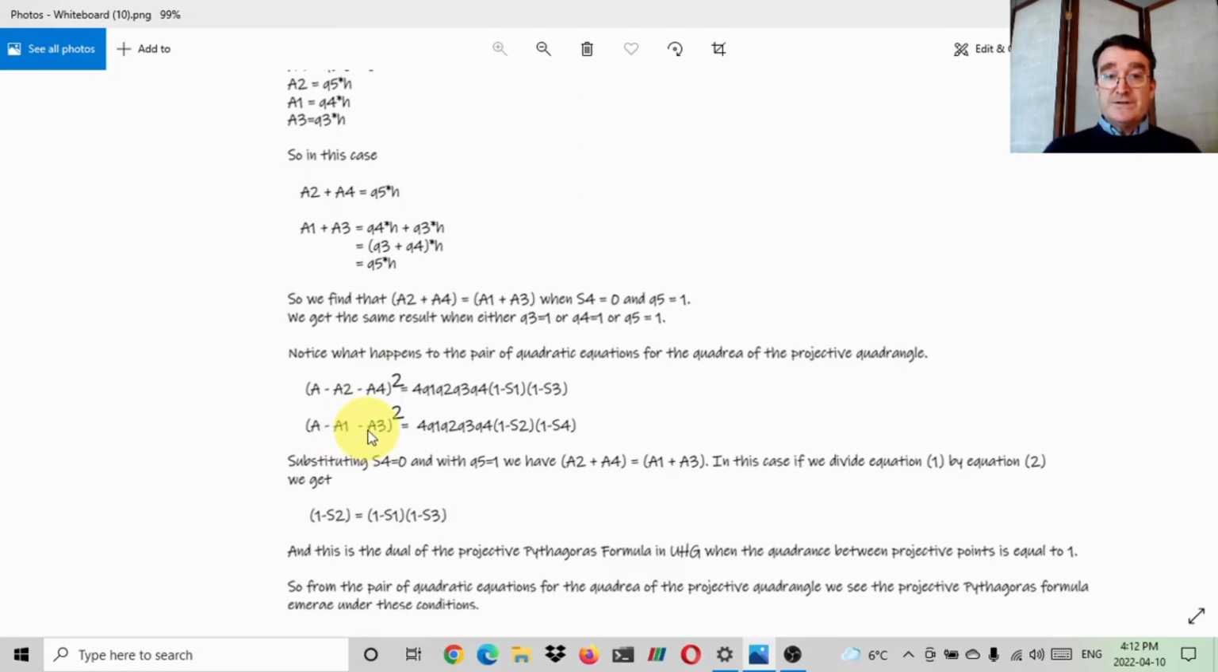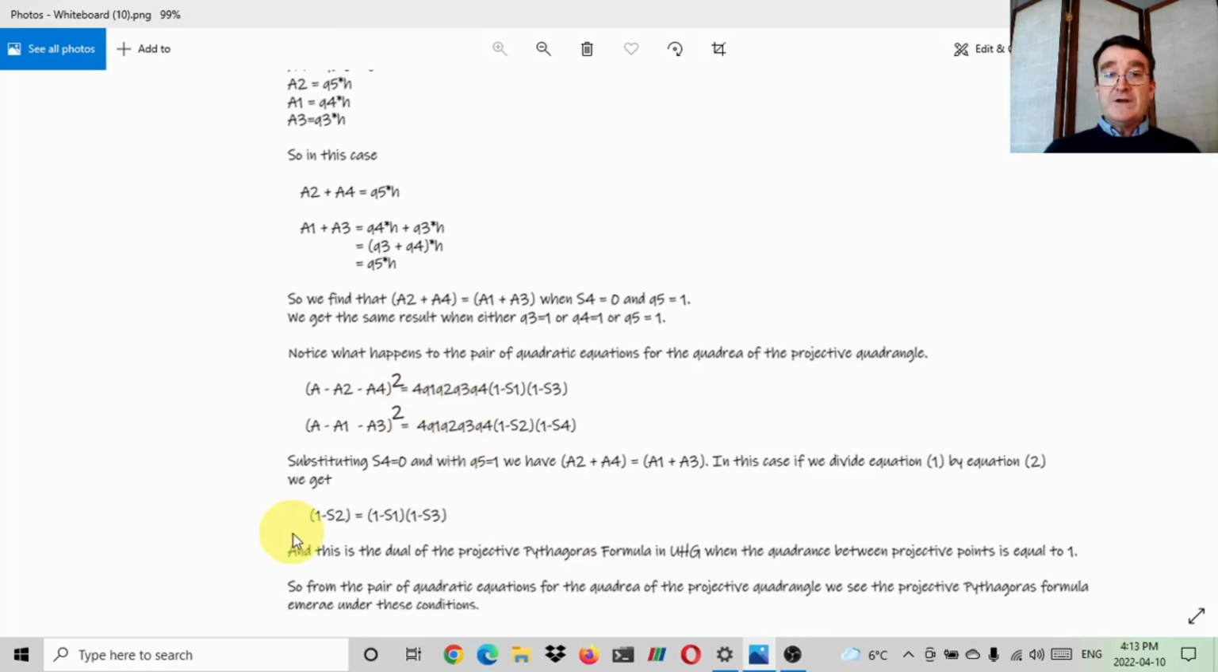I'll also mention that the projective Pythagoras formula also emerges under the condition when we have a projective quadrangle where two adjacent spreads are equal to 1 and the quadrance between them is equal to 1. So in a previous video, we showed that for a quadrangle with adjacent spreads equal to 1 and adjacent quadrances to these spreads equal to A, B, and C, the quadria of the projective quadrangle is given by this formula: A equals AB plus BC minus ABC.